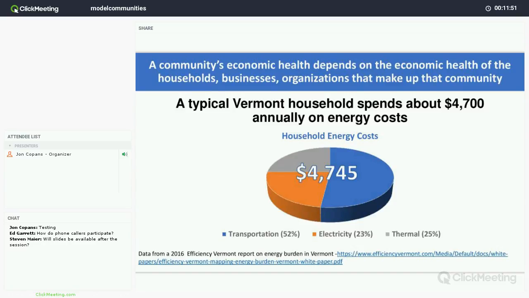And this brings me to an important point about this program, which is that it will be focused on communities, but also on the homes and businesses that make up that community. The economic health of a community is made up of the economic health of the institutions, the businesses, the households, the renters, the landlords. So an emphasis of this program will be identifying opportunities both on the community level and on the household and business level for how we use our resources more efficiently, and where there is economic opportunity in transitioning to new energy sources and using our energy more efficiently.